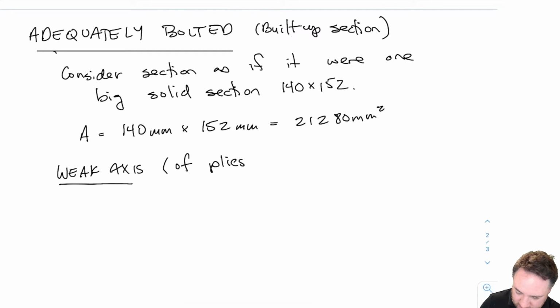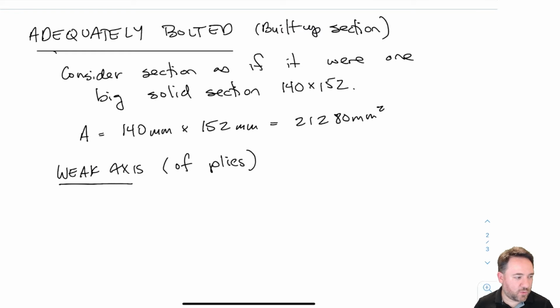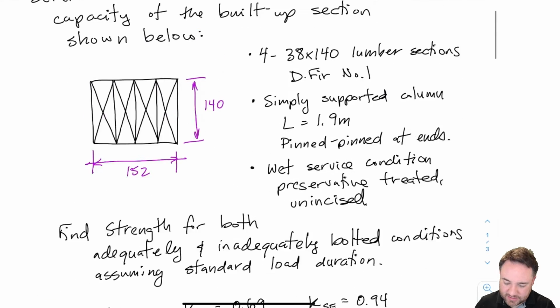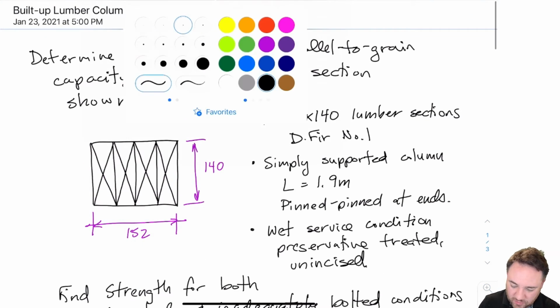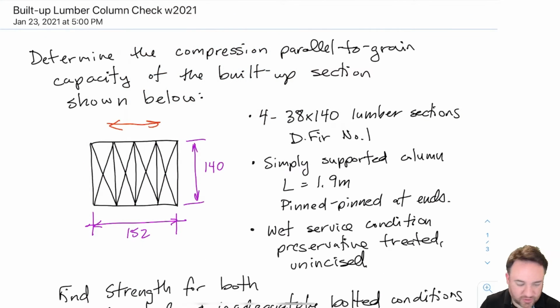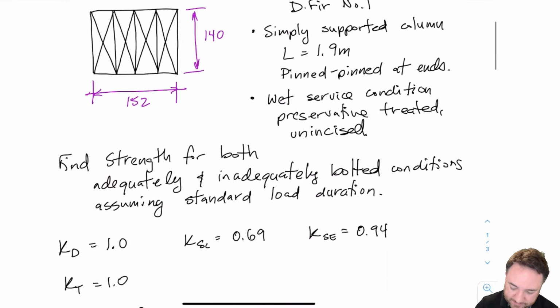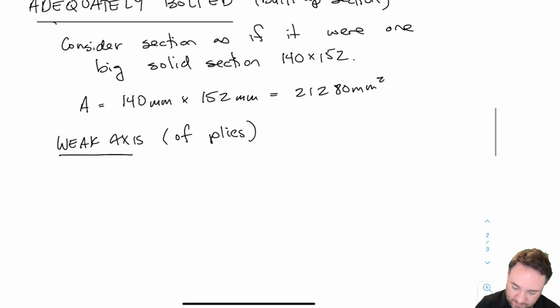Okay, so just to be clear, when I'm talking about weak axis buckling here, I'm talking about the weak axis of the plies. Okay, because this is the one where we apply our reduction to. So I'm talking about buckling in that direction. So it's strong axis of the built-up section, actually, but it's weak axis of the plies. So that's the direction I'm talking about now, weak axis of the plies.